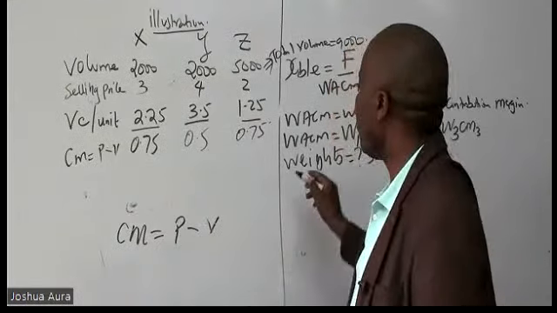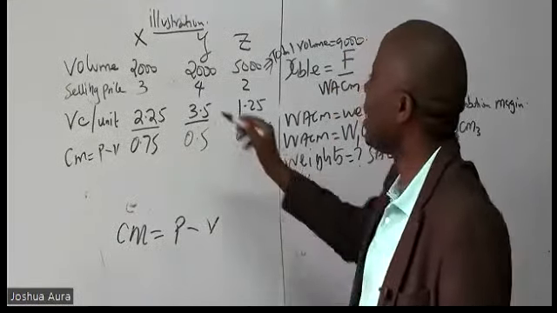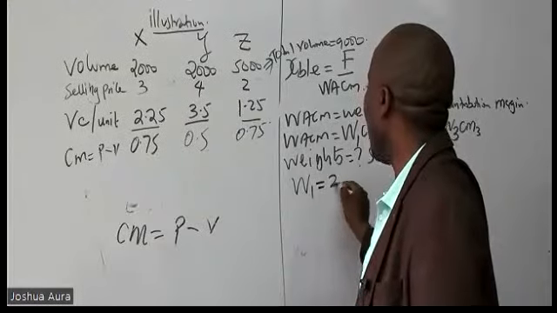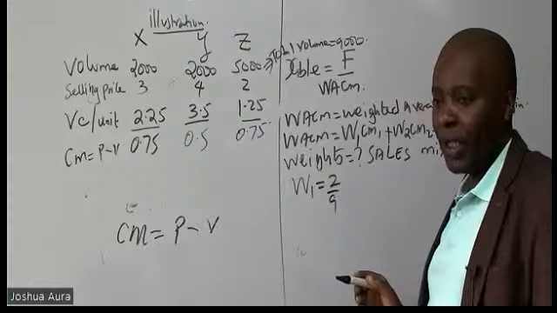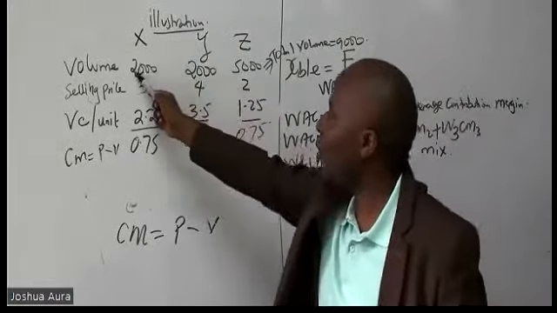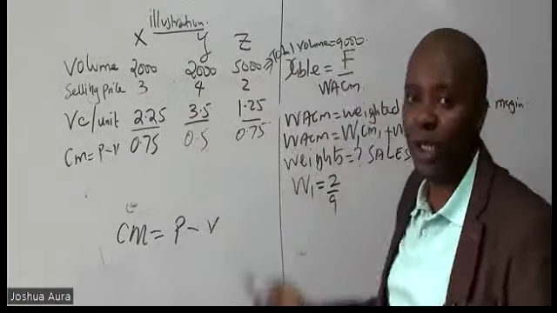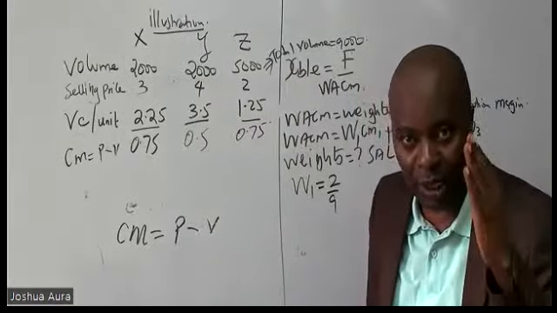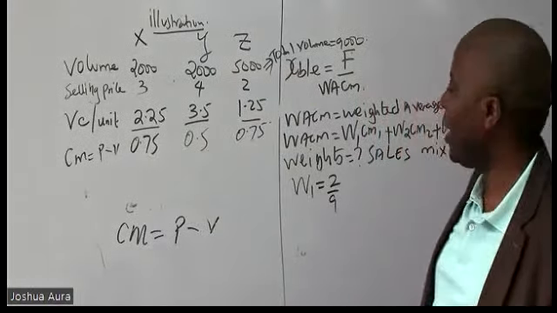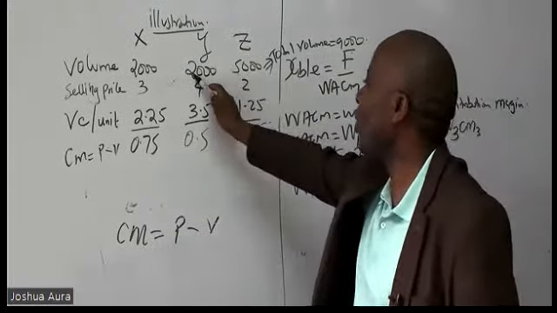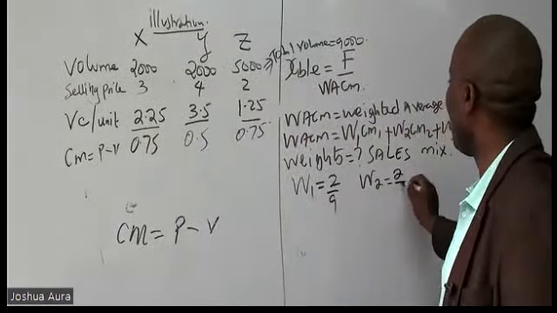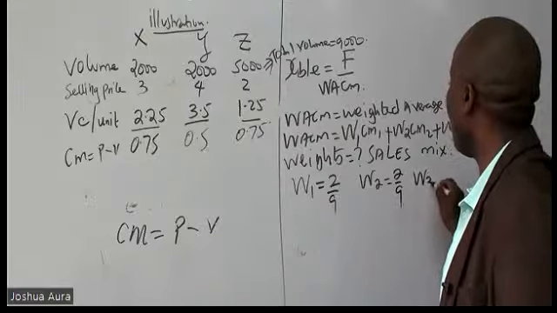So it means that the weight of the first product, which is X, will be 2/9. I've just chopped the 3 zeros. The weight of the first product will be 2,000 out of 9,000, because weight must be a fraction, a decimal proportion, right? And then we have weight 2. The weight for the second product again will be 2/9. Then lastly, the weight of the third product will be 5/9.